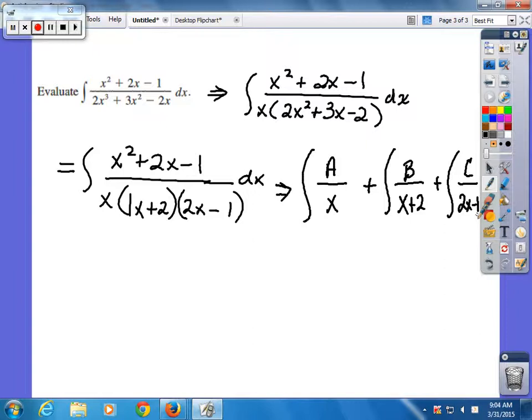Now what you want to do now is basically you've got this. Let me take this out because this is more of an equal sign than a yield sign. So you want to clear the denominator. What do you have to do to clear the denominator? Multiply both sides by what? The common denominator, right? So multiply this side by this. Multiply this side by this. Go ahead and do that.